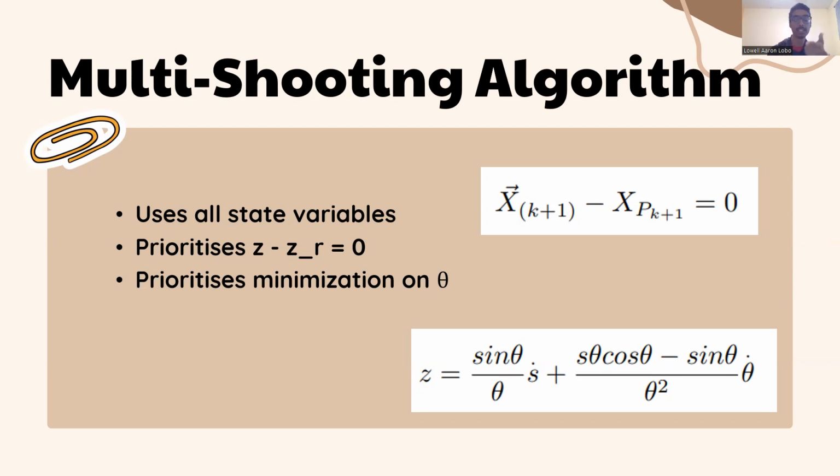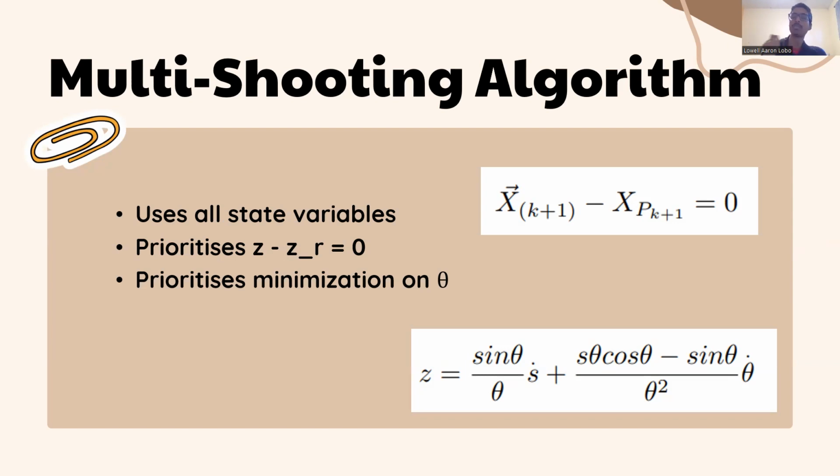The most important thing is the equation being shown over here, which is the vector x_{k+1} minus xp_{k+1}. What that equation basically means is that the next state according to the prediction should always be equal to our plant model's next state. Therefore, the next state minus our plant's next state should be equal to 0. So in multi-shooting, we use all state variables.